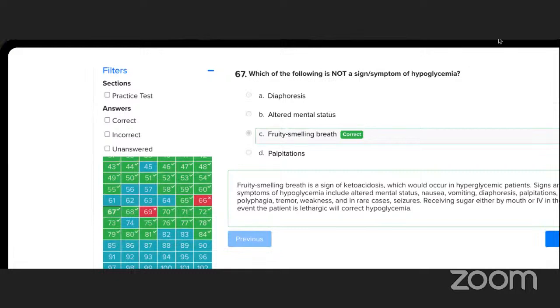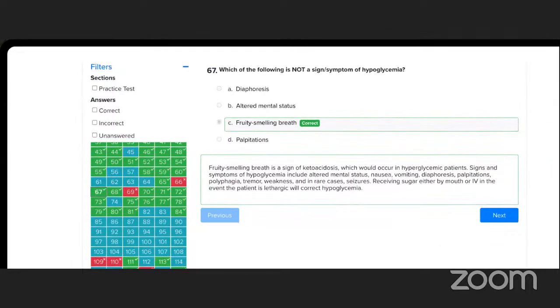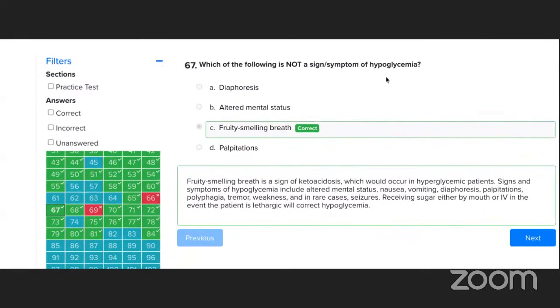Which of the following is not a sign of hypoglycemia? Okay, so this was a very easy question. On the test, I think one third of the test is direct questions like that, and then you have a portion of the test that has a lot of case study type questions, and they are a little complicated. But maybe 30% of the test is direct questions like this, which I feel is not that difficult. Okay.